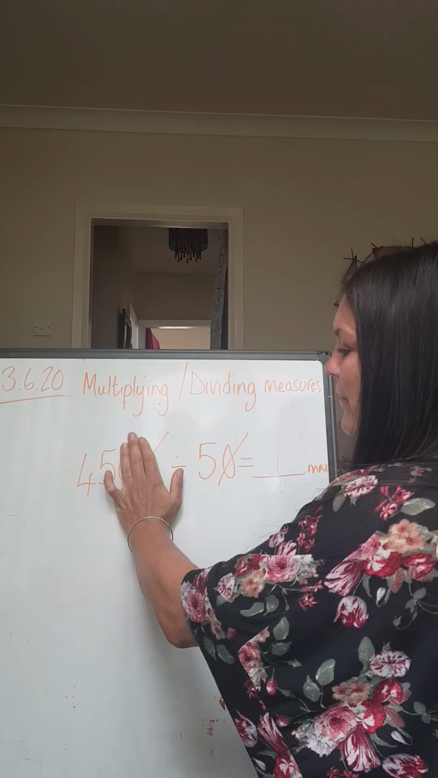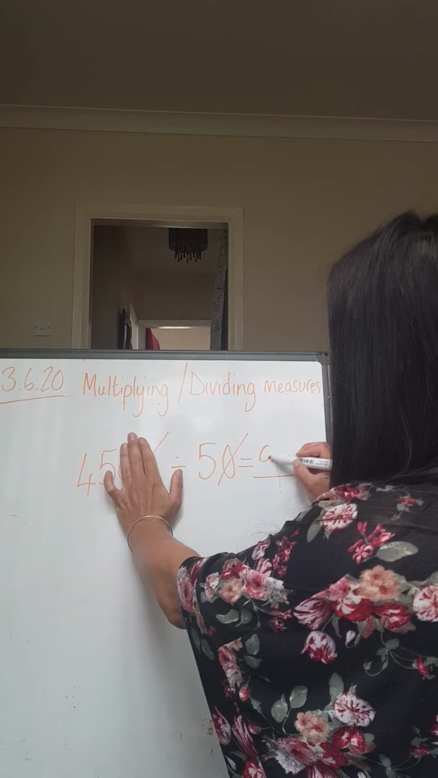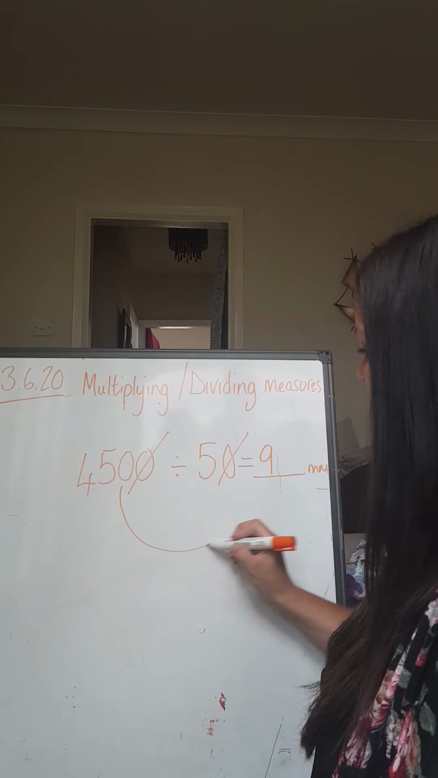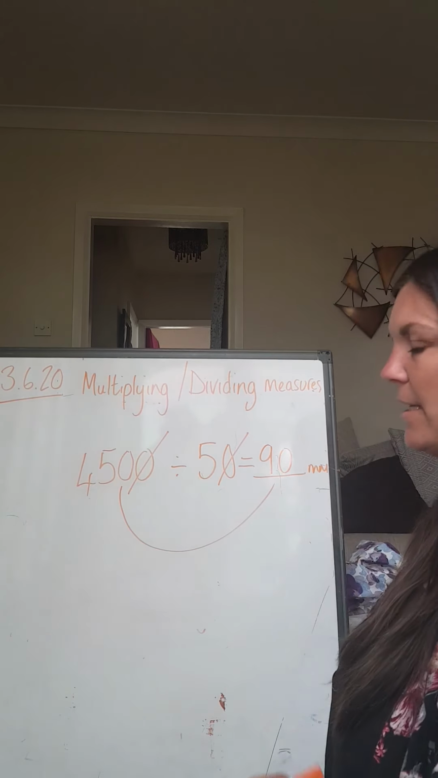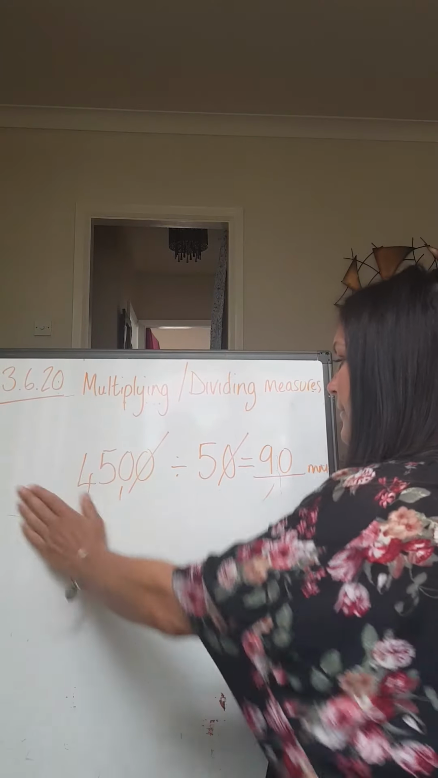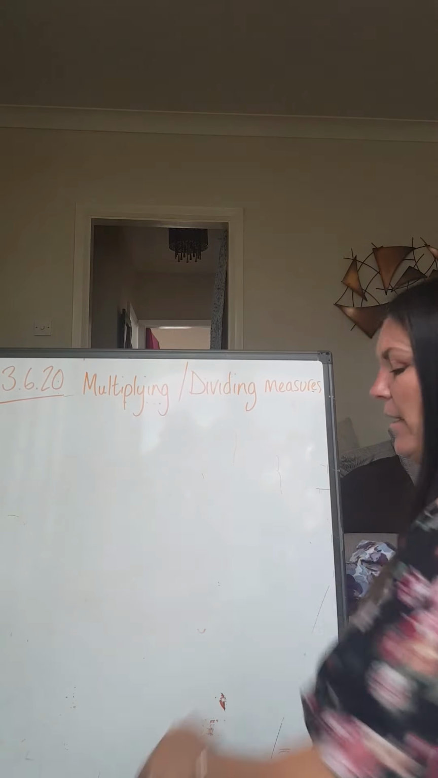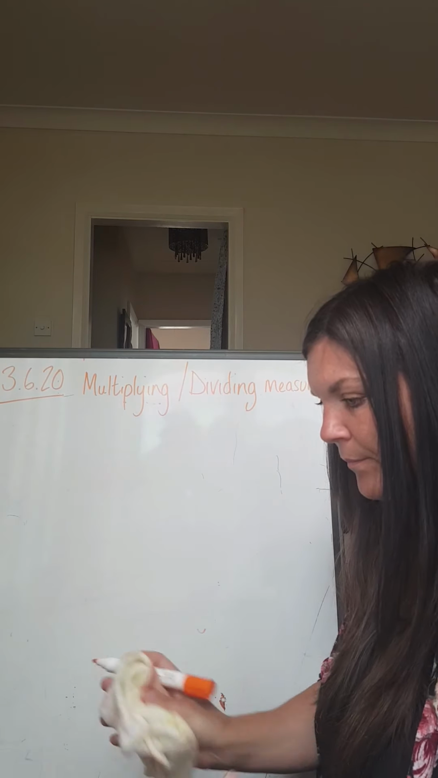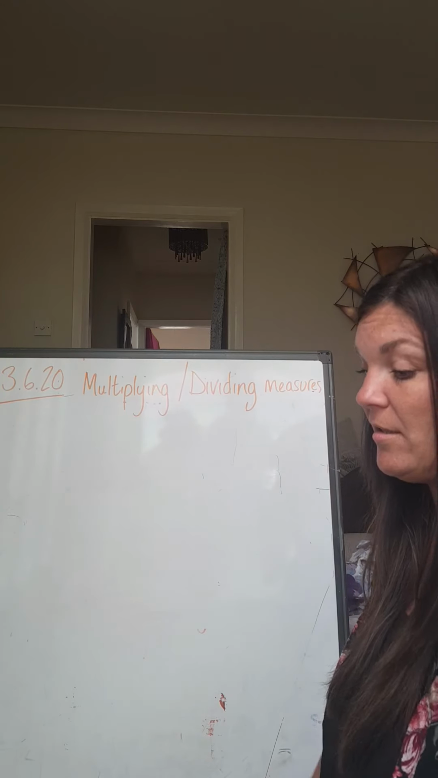Now it becomes easy. 45 divided by 5 is 9. And then smile on my maths. The answer is 90 millimeters. Easy as that. I think I'm making it look too easy. Or you might just think it's easy as well.